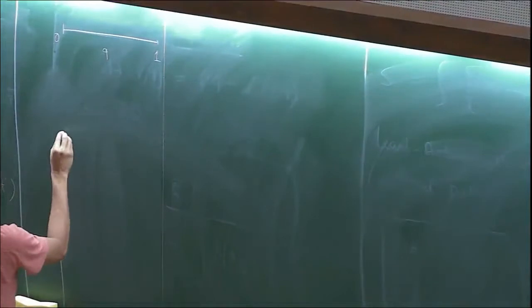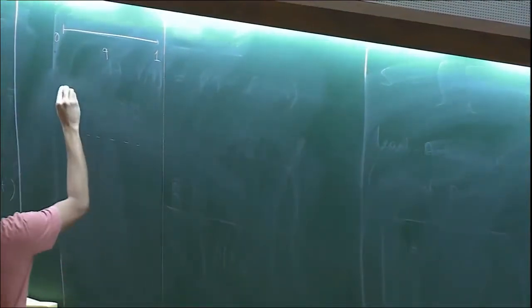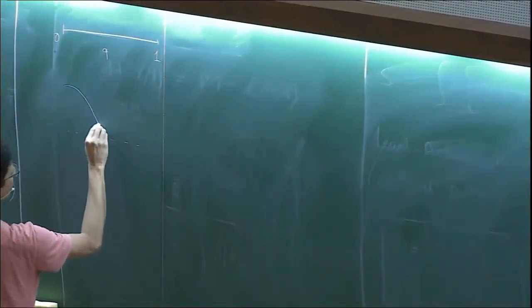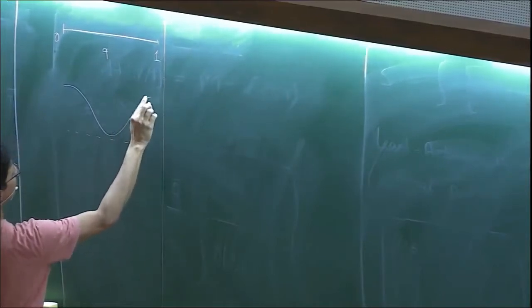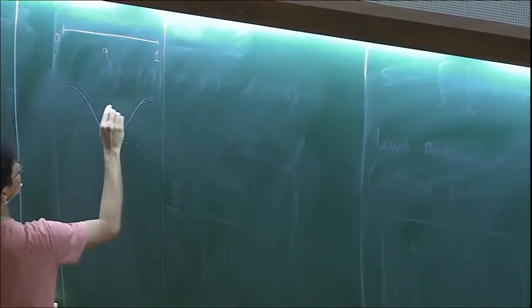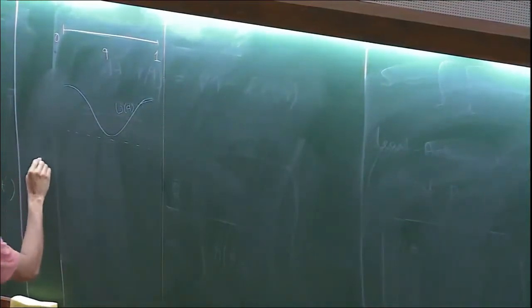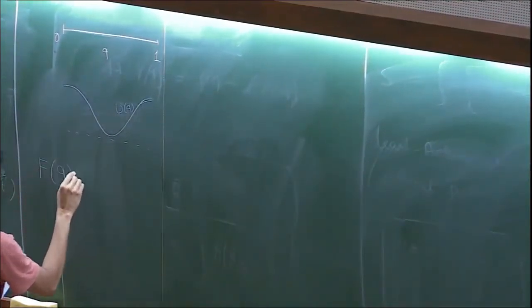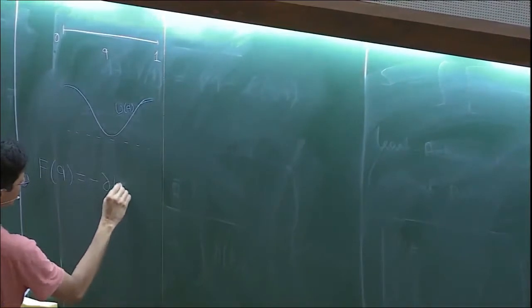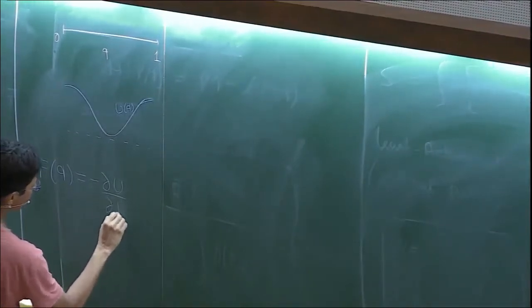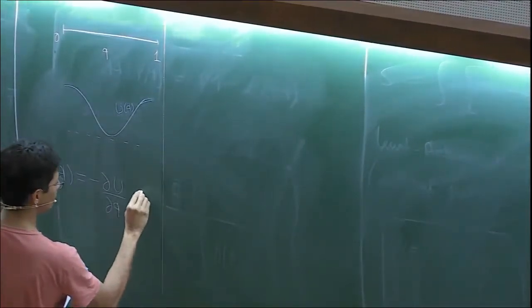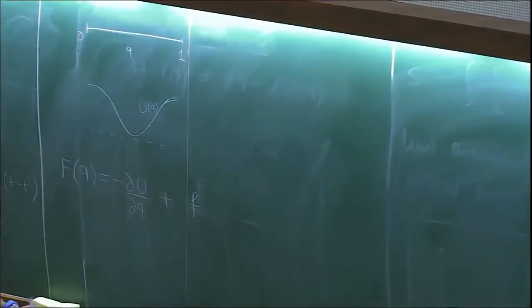Okay, so I draw the potential, something like this. So this is U of Q. If I had only this potential, it would still be in equilibrium. So let's just write down the force for it, minus dU/dQ. But now to make it non-equilibrium, I add an external force.